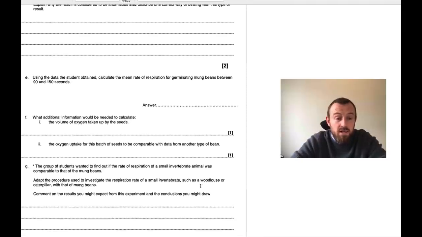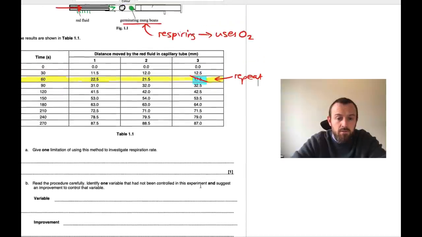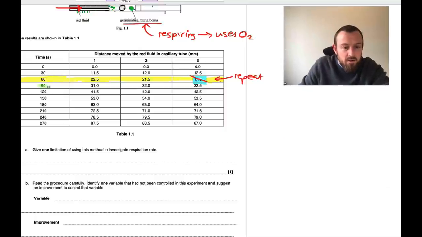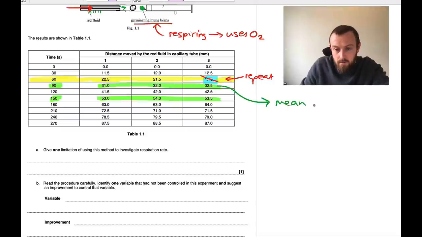Okay, moving on. Using the data the student obtained, calculate the mean rate of respiration for the germinating mung bean between 90 and 150 seconds. Okay, well, let's go up to the data and look at between 90 and 150 seconds. So first of all, let's highlight 90 and 150. So first thing we've got to do is work out the means at these two values. Okay, so what's the mean at 90? What is the mean at 150?